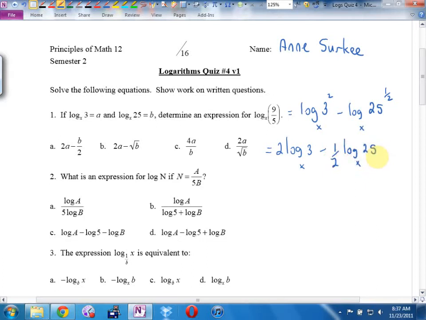Why is that so nice? Well, as it turns out, I'm nearly done because this question says, you know what log base x of 3 can be replaced with? A. And you know what log base x of 25 can be replaced with? B. So I think this whole thing is really 2a minus 1/2b, which is A.